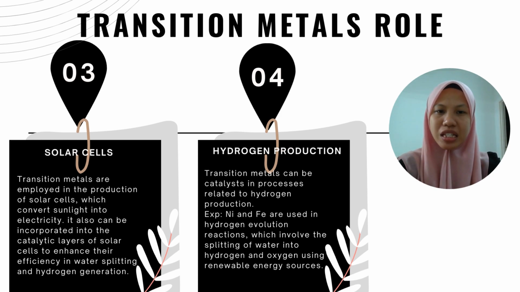And the last one is hydrogen production. Transition metals can be catalysts in processes related to hydrogen production. For example, transition metal catalysts like nickel or iron are used in hydrogen evolution reactions, which involve the splitting of water into hydrogen and oxygen using renewable energy sources.